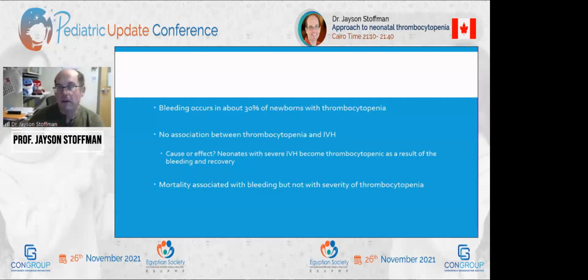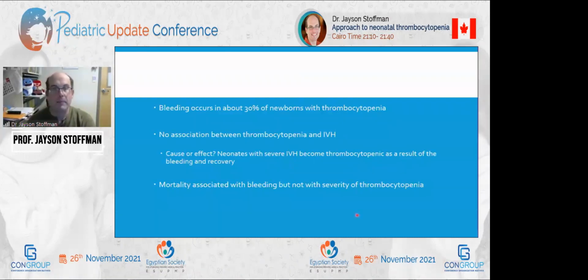What they noticed, as in the commentary on the paper, is that about 1/3 of newborns with thrombocytopenia will have bleeding symptoms. But as I mentioned before, when we look at the association between the platelet count and the serious bleeding symptoms, there isn't one. And there was an interesting suggestion that the thrombocytopenia seen in association with intraventricular hemorrhage may actually be effect rather than cause, in that the babies had the hemorrhage, and in the course of recovery from that, they're consuming their platelets.